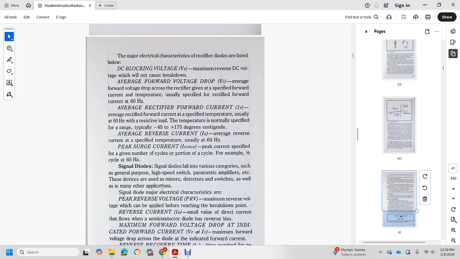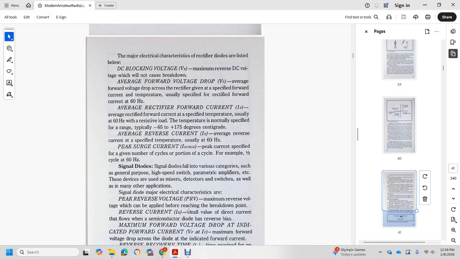Single diodes vary with the categories of general purpose, high speed, and parametric amplifier. These devices are used with mixers, detector switches, as well as many other applications. Single diode major electronic characteristics: peak reverse current and maximum reverse voltage. It can be applied up to reaching the breakdown point.